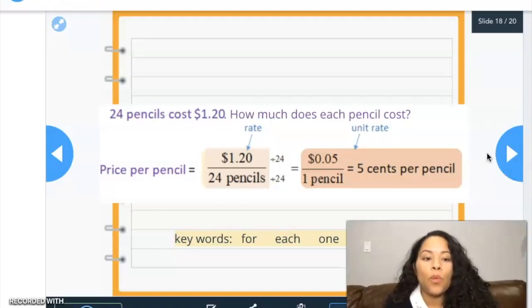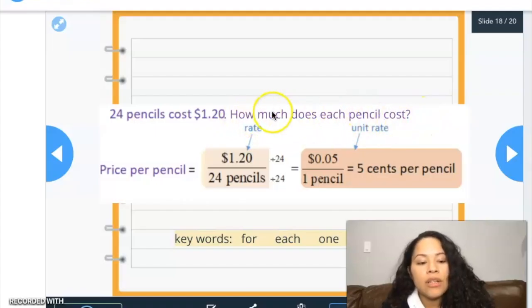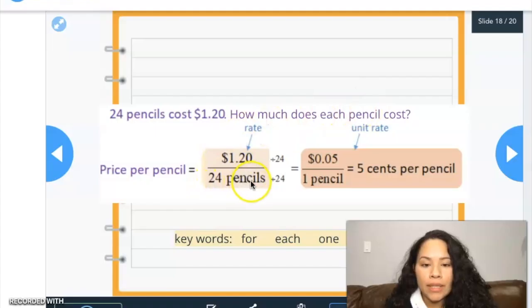Now that was one certain type of example that you will see with unit rate. However, it's really important that we pay close attention to the language, because whatever it is that we're searching for, how much does each pencil cost? This is going to tell you what the denominator is going to be.